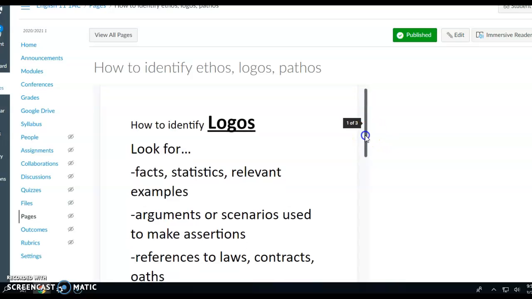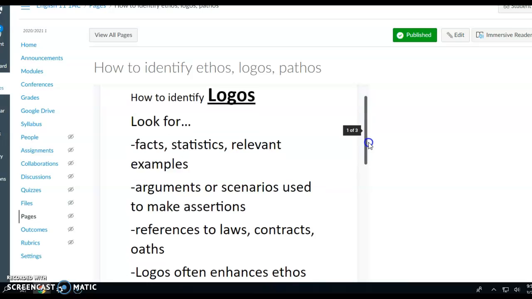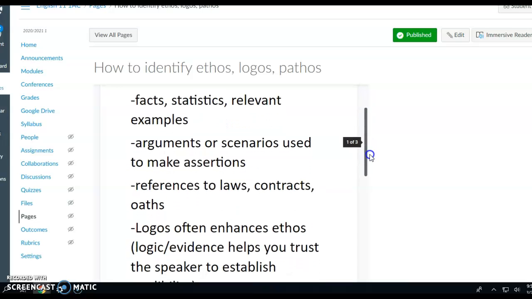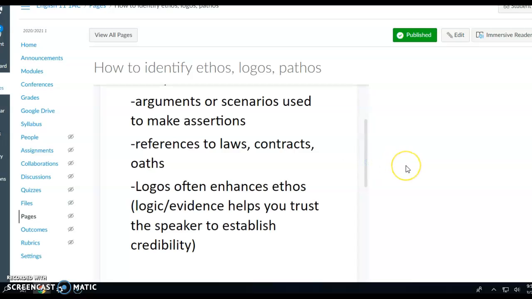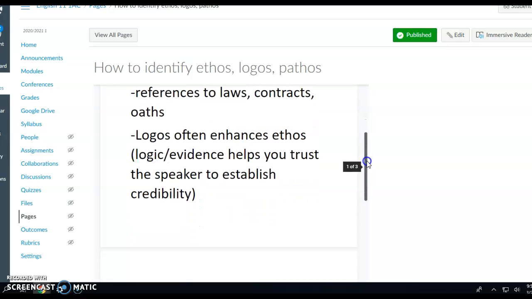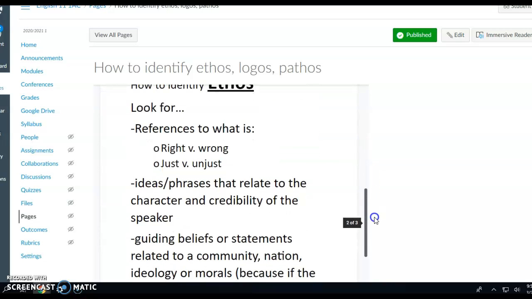I think it's helpful. So the first page is how to identify for logos. You're looking for facts, statistics, relevant examples, arguments that make assertions. An assertion is when you're taking an opinion and stating it as fact, and then backing it up with evidence. References to laws, contracts, or oaths. And just remember, logos often enhances ethos or your credibility as a speaker. So there is some gray area. So just make sure you're identifying the example and stating why.